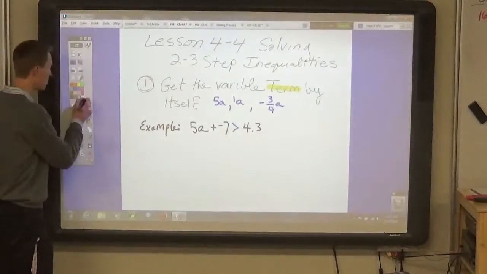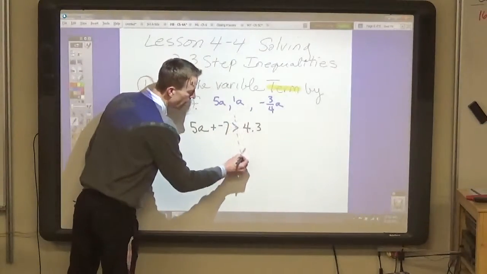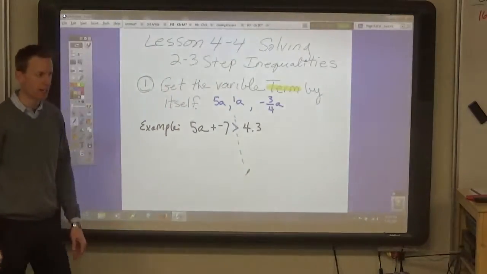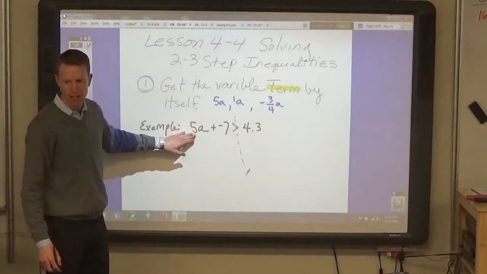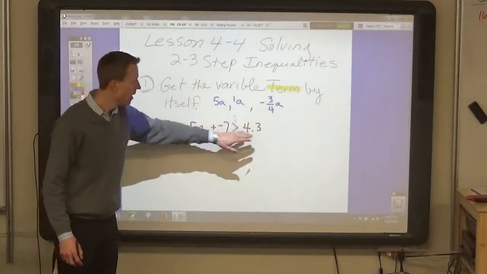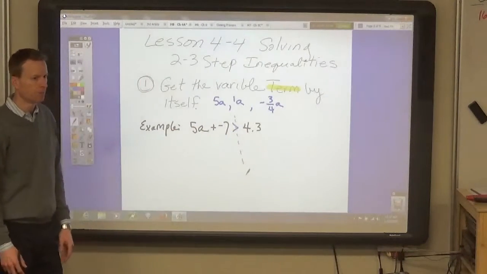So remember, an equation always has two sides. In this case, the variable term is on the left side, and it equals something on the right side.